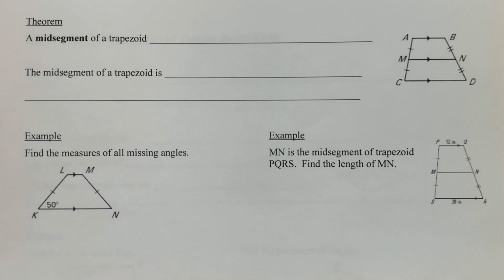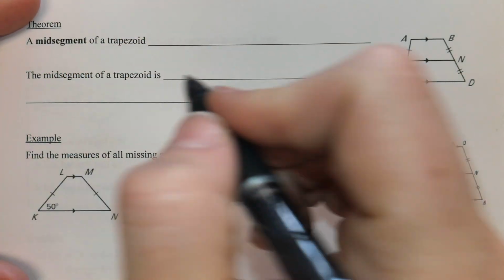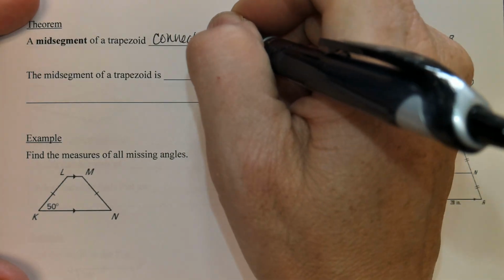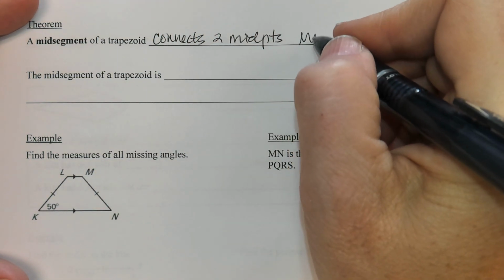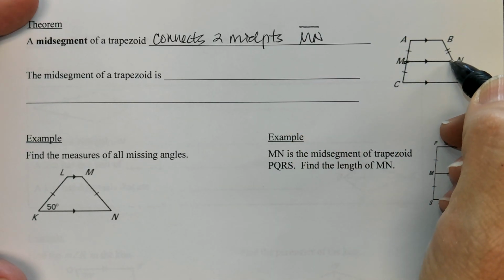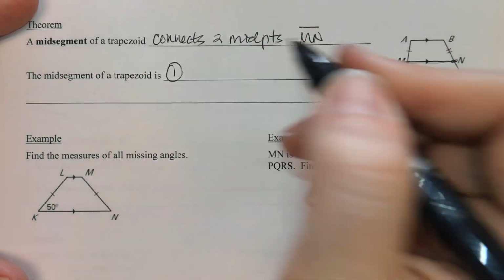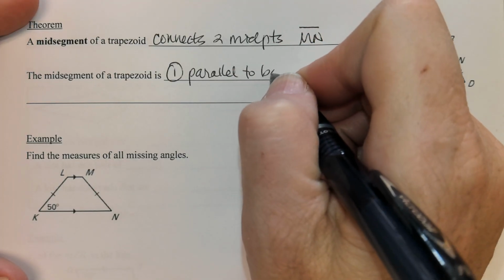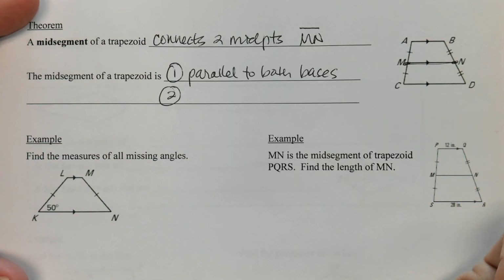In trapezoids, we talk about something called a mid-segment. It's located right in the middle of the trapezoid, and a mid-segment of a trapezoid connects two midpoints. So MN is a mid-segment. It connects the midpoint from this side to this side, and when you draw between them, that is a mid-segment. Mid-segments do two things. They are parallel to both bases. And they have a little formula to find them.